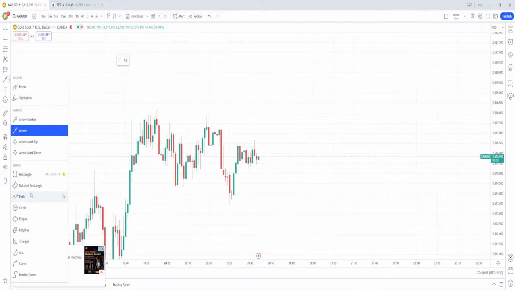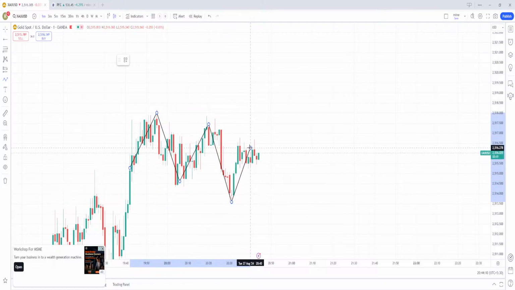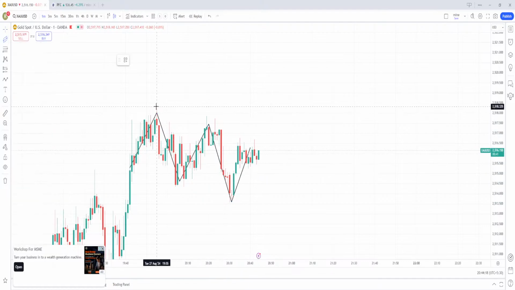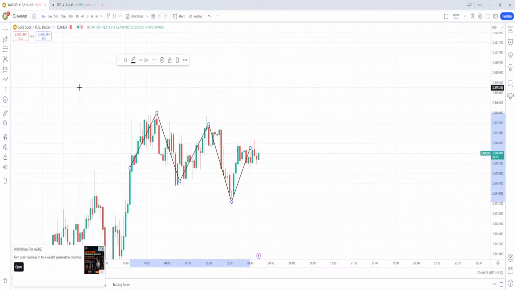First, watch the market structure. It's a high, low, lower high, lower low, lower high. So the market is in a downtrend in the smaller time frame. It clearly shows the market is in a downtrend.